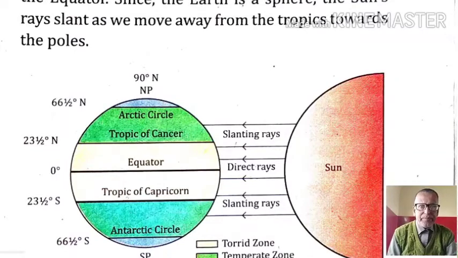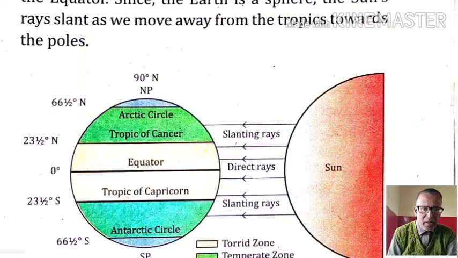So we see the figure of a globe, and we also find the important latitudes. 0 degree equator is there, 23 and a half degree north, Tropic of Cancer is there. At 66 and a half degree north we have Arctic Circle. At 90 degree north there is North Pole. That is all about the northern hemisphere.